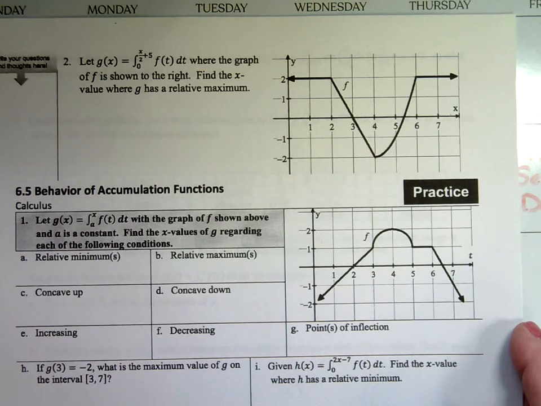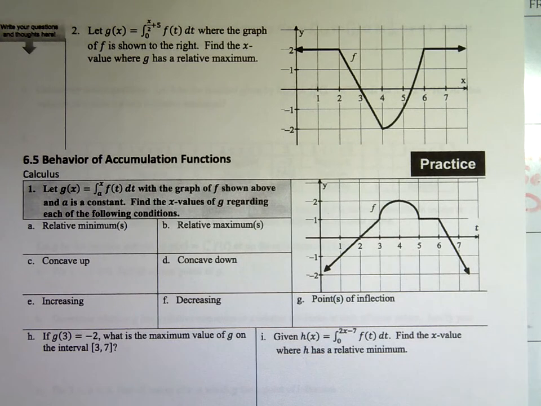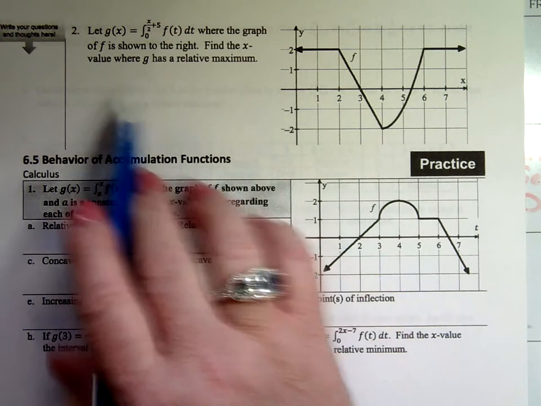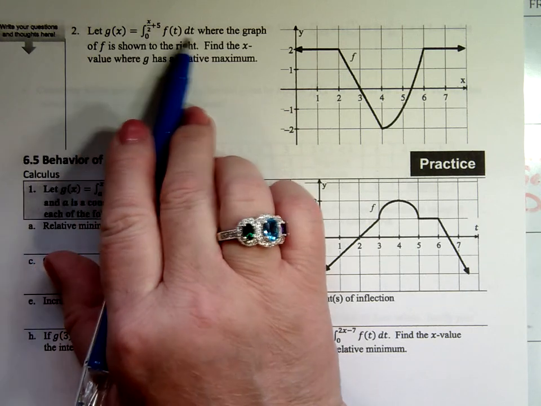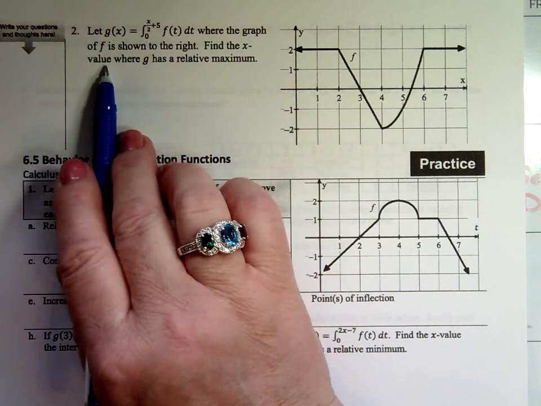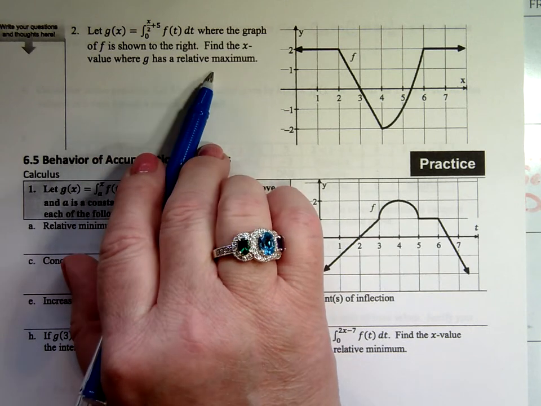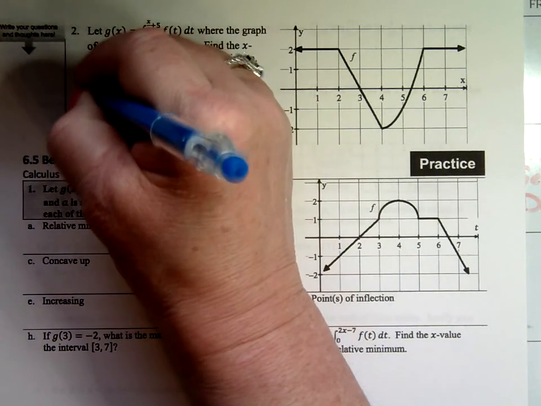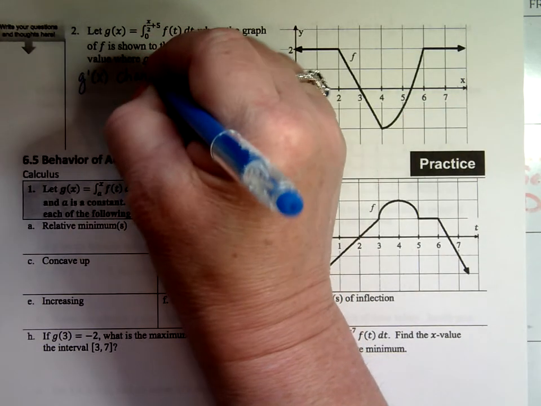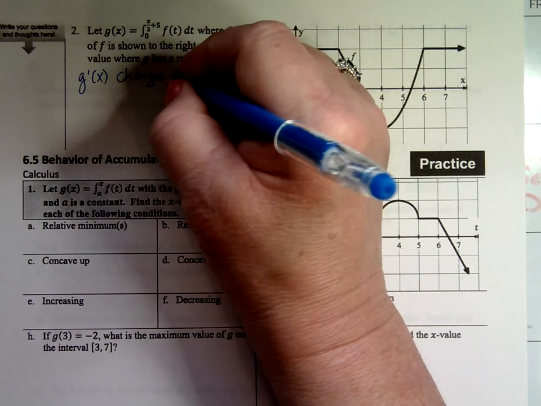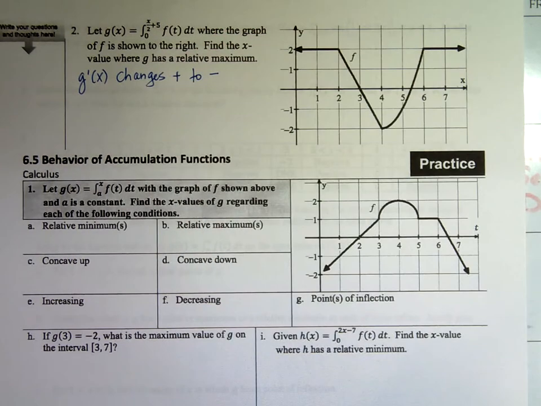Number 2, same graph, right? Same situation, except now they've changed things up. And they've made my upper bound x over 2 plus 5, which gets a little bit more complicated. But the question says, where the graph of f is shown at the right, find the x value where g has a relative maximum. Well, relative maximum happens when g prime, when the derivative changes from positive to negative. So how can I find g prime on this guy? They gave me the f.